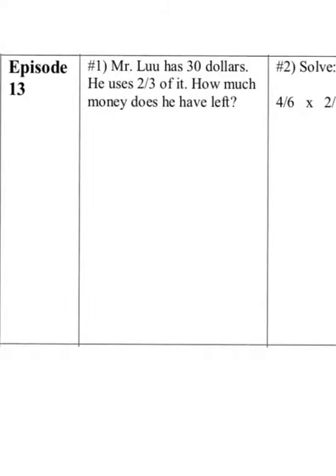For number 1, it says Mr. Liu has $30. He uses 2/3 of it. How much money does he have left? Now, whenever you hear or you see the words 2/3 of it or anything of it, half of it, 2/5 of it, that always means multiplication.